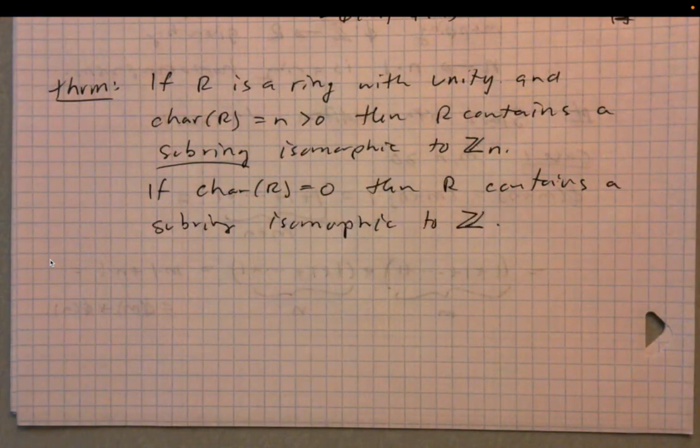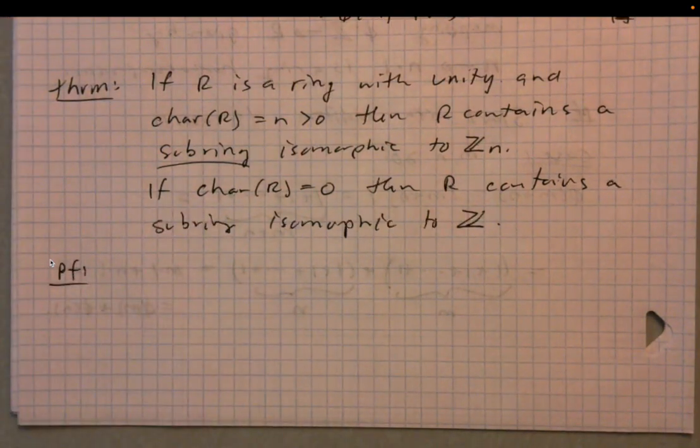So that's kind of a big theorem. Every ring with unity automatically contains a subring isomorphic to the integers or to the integers mod n. This shows a deep connection between rings in general, the characteristic of the ring you're dealing with, and these integers. So let's prove this one.